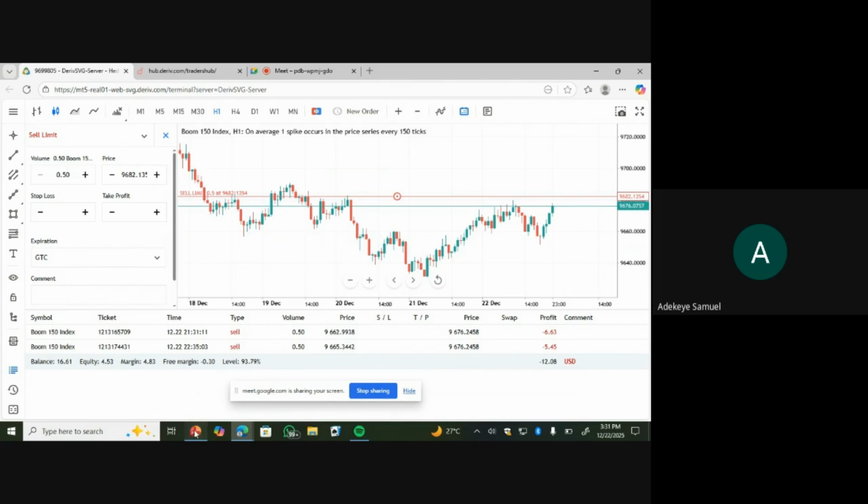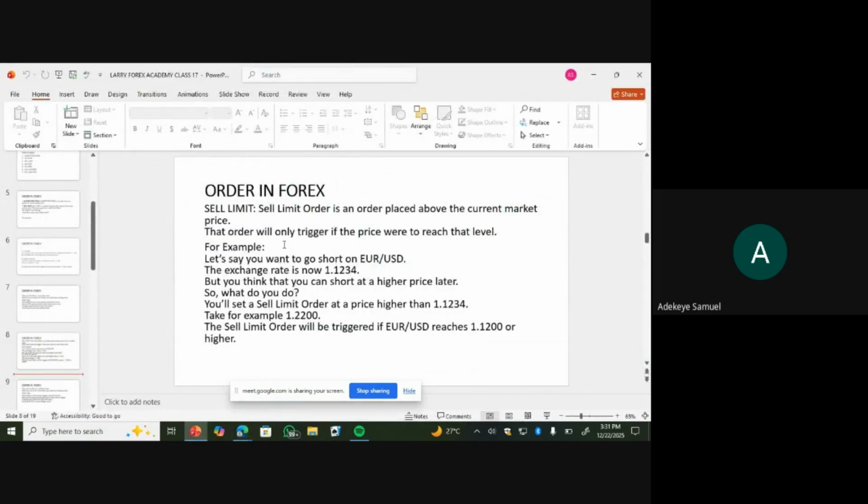All right. So the order will only trigger if the price were to reach that level. For example, let's say you want to go short on Euro USD. The exchange rate now is 1.234, but you think that you can short at a higher price later. So what do you do? You set your order higher than 1.234. So that is that for sell limit order.